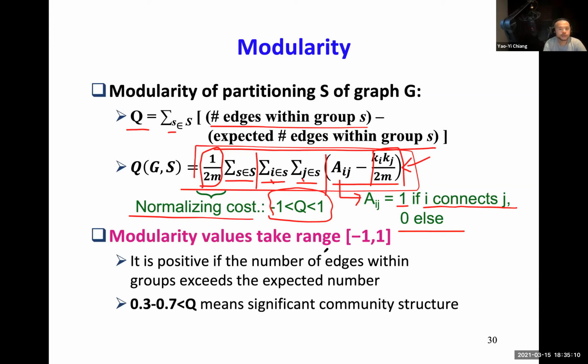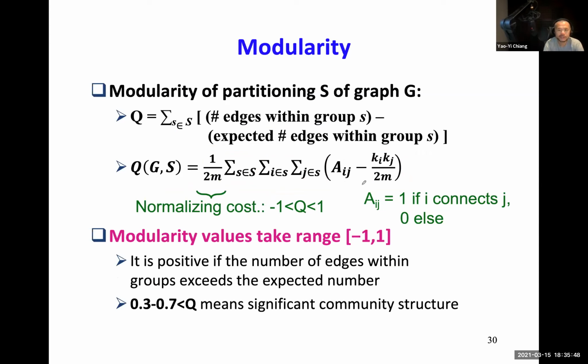This modularity value will be within the range -1 to 1 because you have 1 over 2m. So why do we divide by 2m? First, you count each edge twice, so there's a 2. And because you want to normalize everything to between -1 and 1, you have an m here. All right, so the modularity number is positive if the number of edges within the group is larger than the expected number. If you look at here, the only time this will be a negative number is when you have a 0 here.